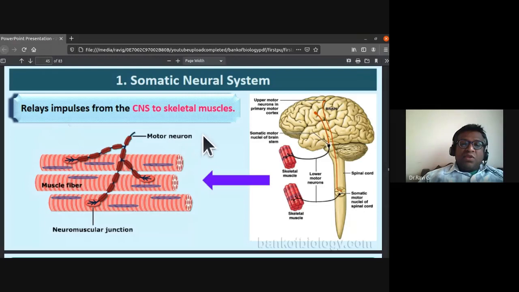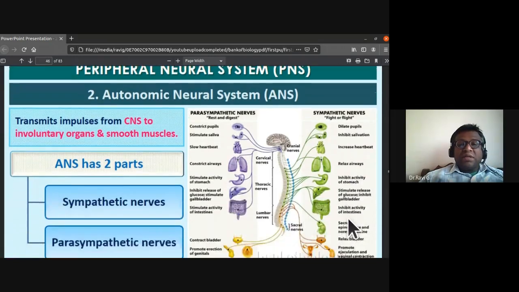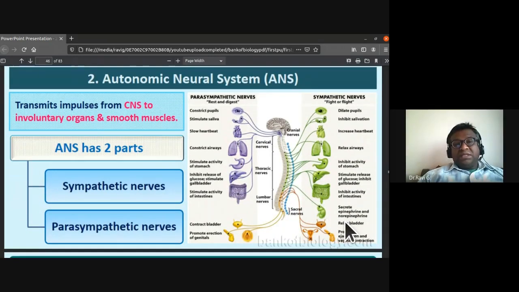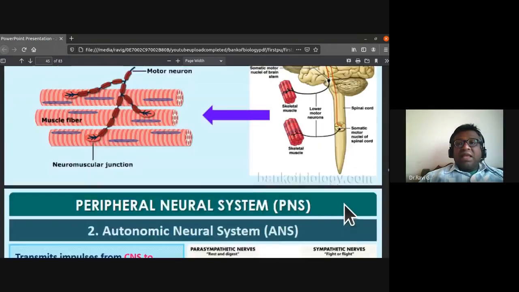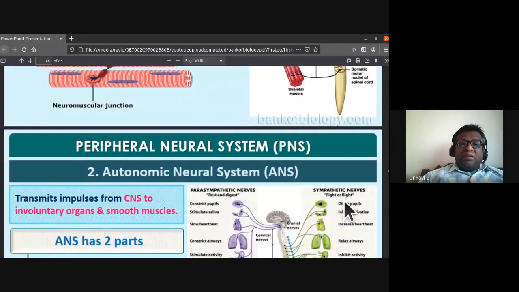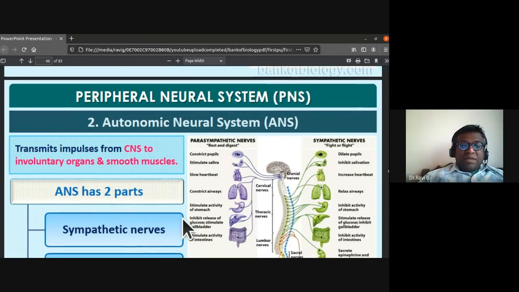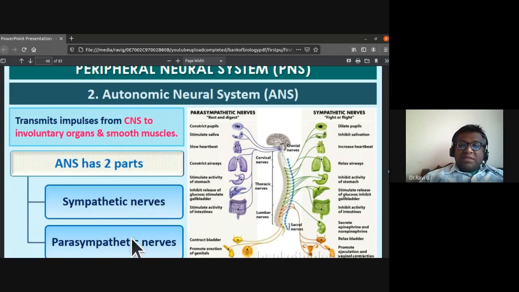The second type is the autonomic nervous system. They transmit impulses from the central nervous system to involuntary organs and smooth muscles. The autonomic nervous system has two parts, the sympathetic nerves and parasympathetic nerves.